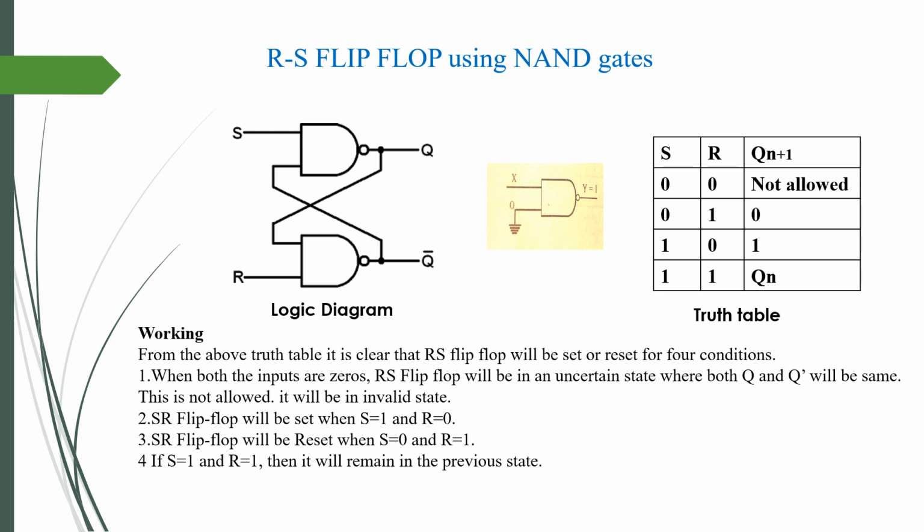Here you can see the truth table of SR flip-flop using NAND gate, and here you can see the working. When both inputs are 0, then the SR flip-flop will be in an uncertain condition where both Q and Q bar will be the same. This is not allowed, so it will be an invalid state. The SR flip-flop will be set, that means Q will be 1, when S is equal to 1 and R is equal to 0. Now we will consider the third condition. When S is equal to 0 and R is equal to 1, then the SR flip-flop will be reset. When both S and R are 1, then it will remain in the previous state.